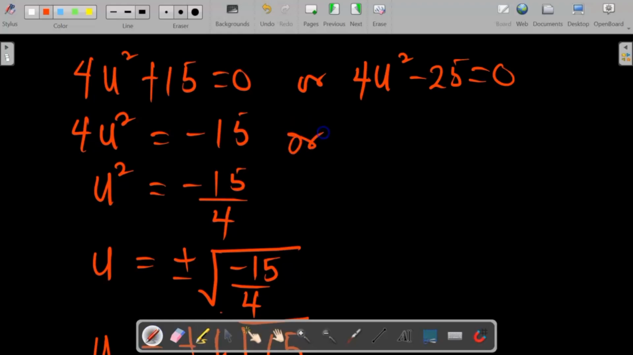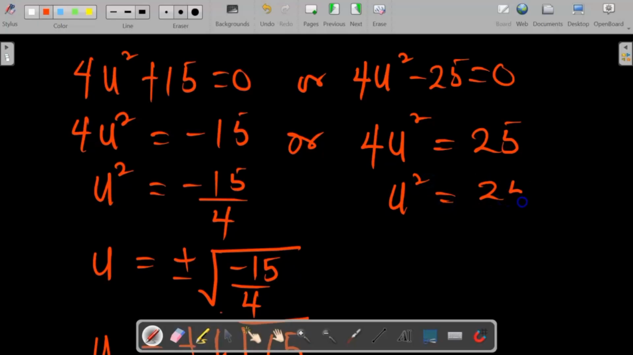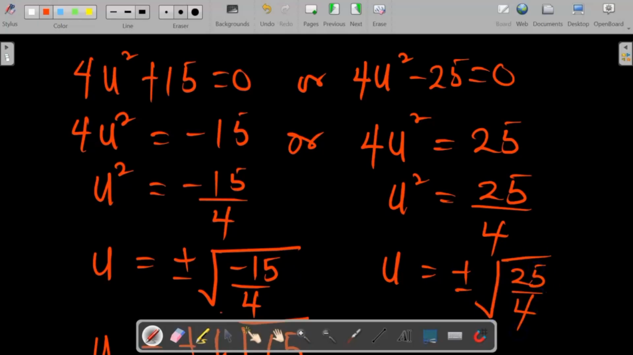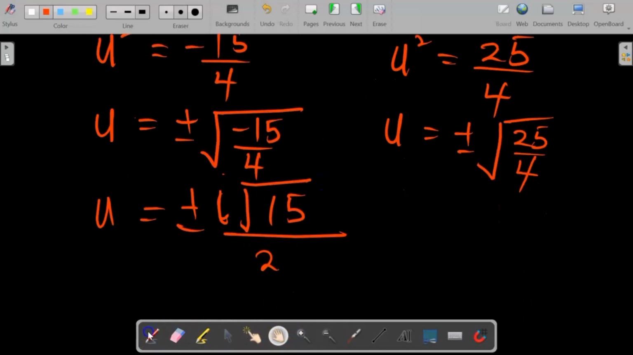Or 4u squared is equal to 25 when I move it to the other side of the equation. So u squared is equal to 25 over 4. So u will now be plus or minus the square root of 25 over 4. So u will now be equal to plus or minus 5 over 2.